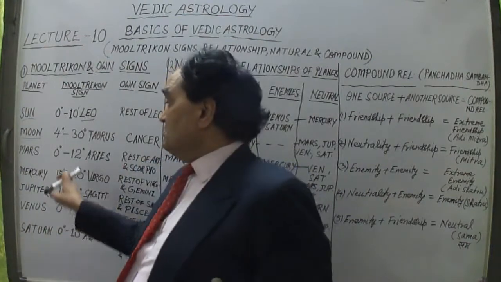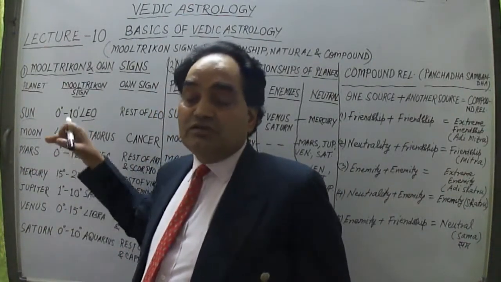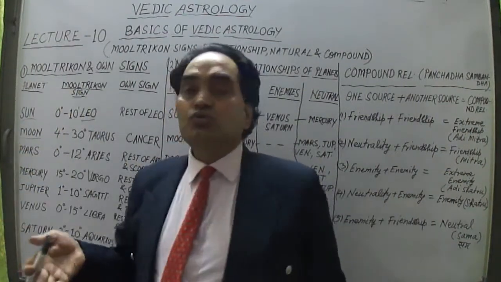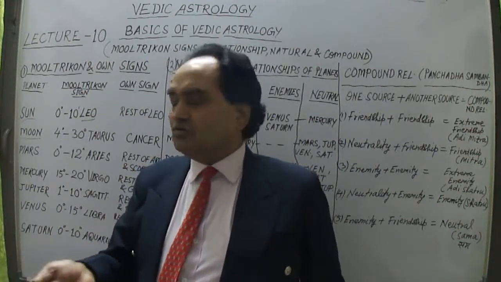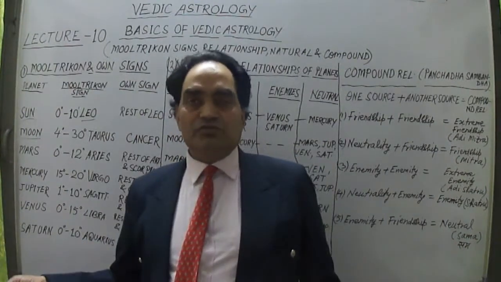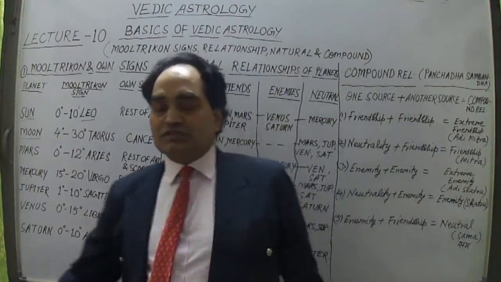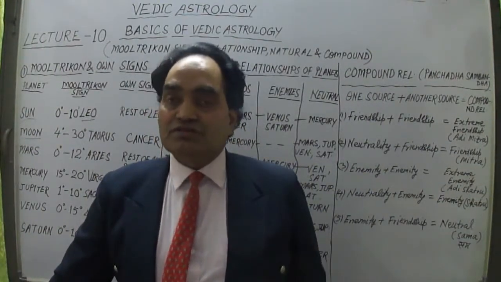And Moon has its Mooltrikon sign in a different sign. This is the only exception. Others have it in their own signs. The remaining portion of that sign is owned by that same planet. For example, Aquarius sign is lorded by Saturn. We know about 10 and 11. This is the 11th sign, Aquarius. So Saturn is lord of Aquarius as well as Capricorn, the 10th and 11th signs.